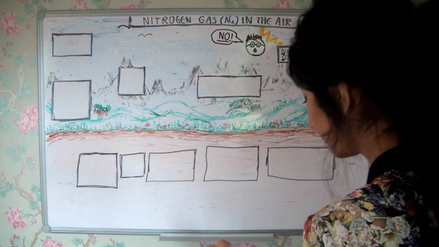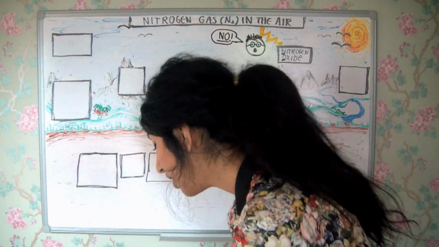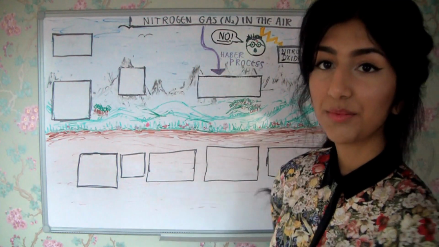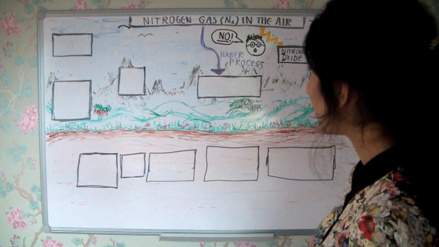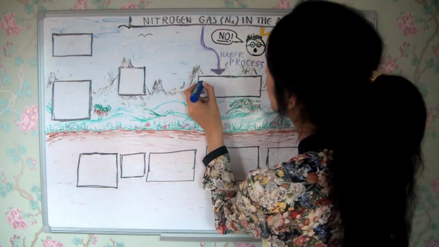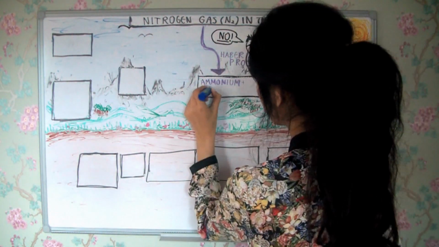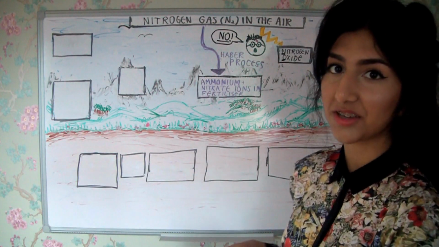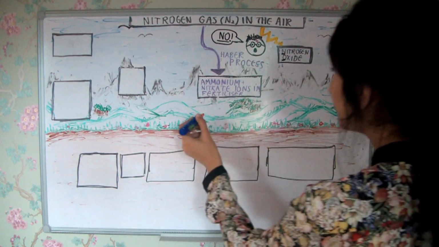Then we have the Haber process. And the Haber process gives us the ammonium and nitrate ions in the fertiliser. So that means that the ammonium and nitrate ions go into the soil.